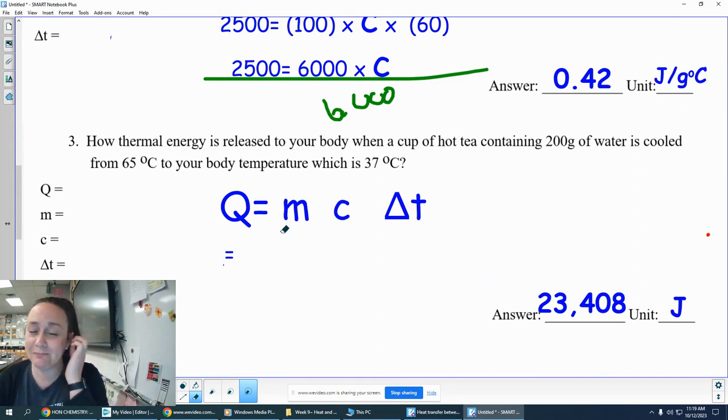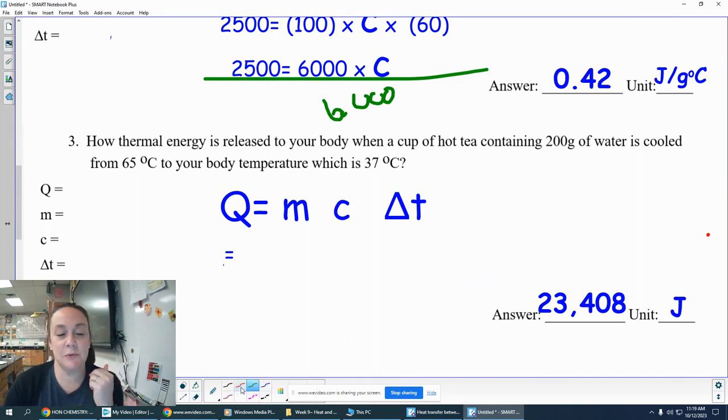Hopefully you got that right. The hard one on this is that people think that there's only 3 values, which there are, but you have one in your head. How much thermal energy is released? So that's a typo. How much thermal energy is released?